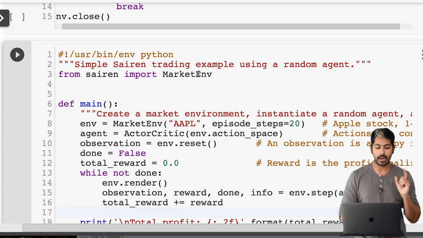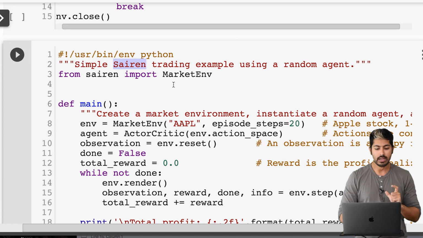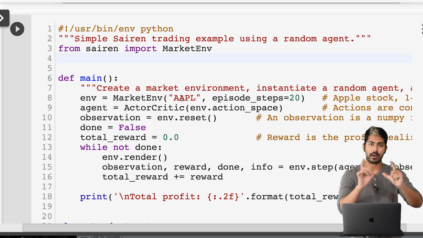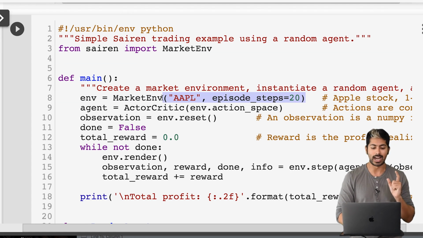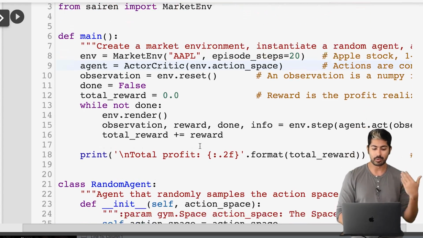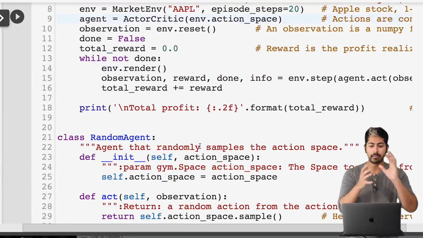I found this other repository called Siren. Look it up on GitHub, Siren, which basically modifies that OpenAI Gym environment so that one of the environments is a real-time data feed from a market. So let's say it's Apple stock. Then we'll create an agent called an actor critic, and then we'll do the same thing with that. And the result is going to be several actions. So that's the basic idea.